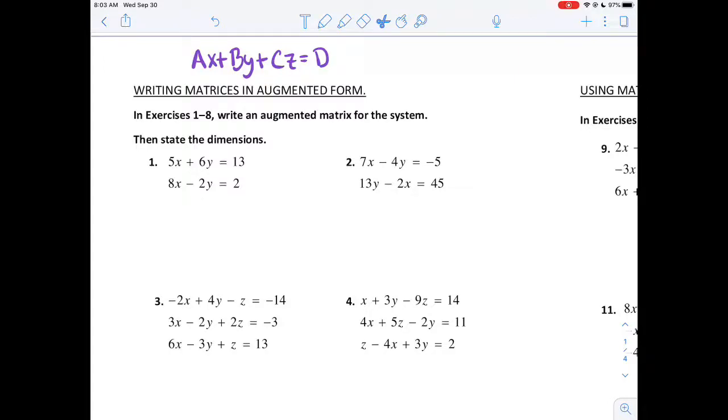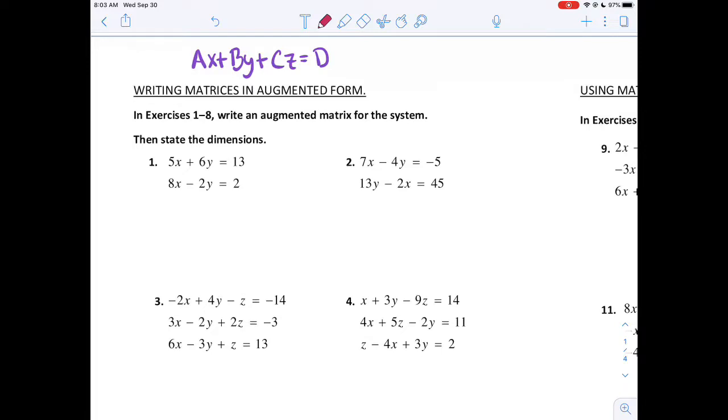Let's first look at some examples of just writing the matrix. We need to practice this and make sure that we are good at it before we start putting things into Desmos, because if you don't put the right input into Desmos, it's not going to give you the correct answer. And so in this first set of problems, we're going to be just practicing writing the matrix. Let's go ahead and look at our first set of equations.